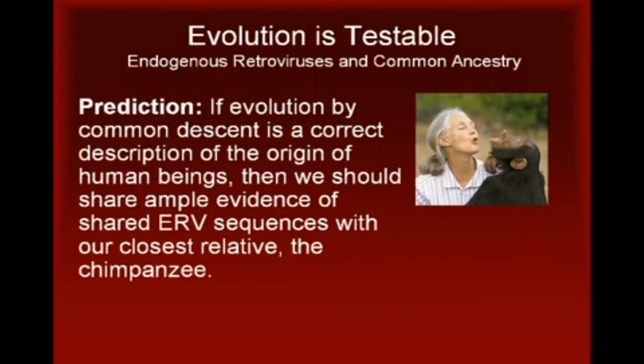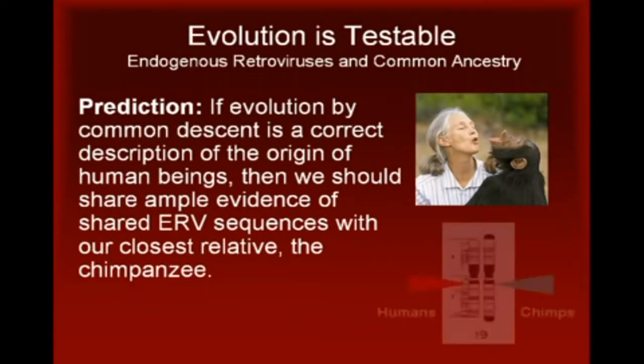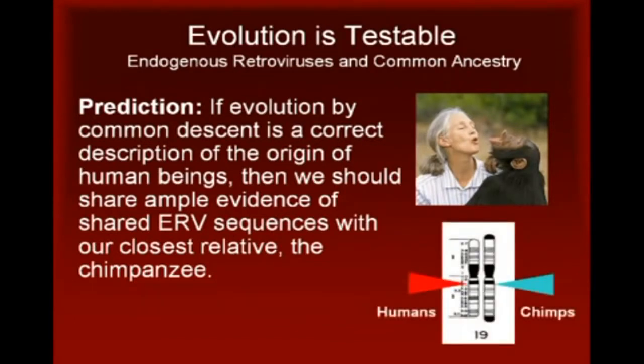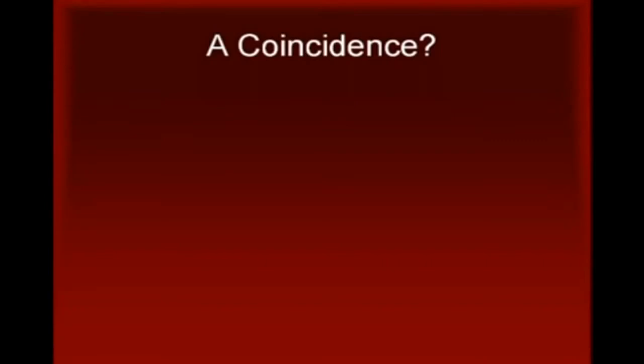With the completion of both the human and chimpanzee genome projects in the last decade, this prediction has been extensively and definitively tested. It turns out that we do share ERV sequences with chimpanzees at identical locations on our respective chromosomes. For instance, in exactly the same spot on the long arm of chromosome 19, humans and chimpanzees have the same ERV sequence. Could this be merely a coincidence? It is possible, but highly unlikely.